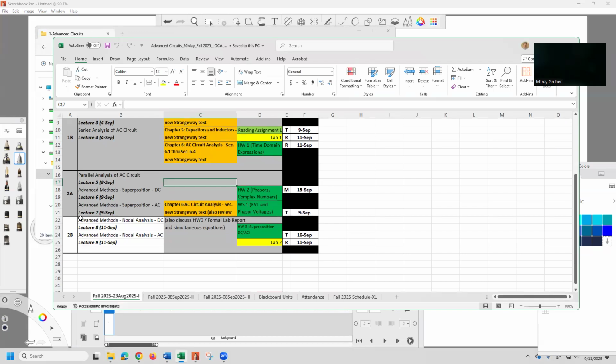Okay, so this is where we are. Remember I said I'm going to push this till next week. AC, nodal AC, I'll push this to next week, and lab two. I'll update this over the weekend. I haven't had time. So we're doing this right now. All right.